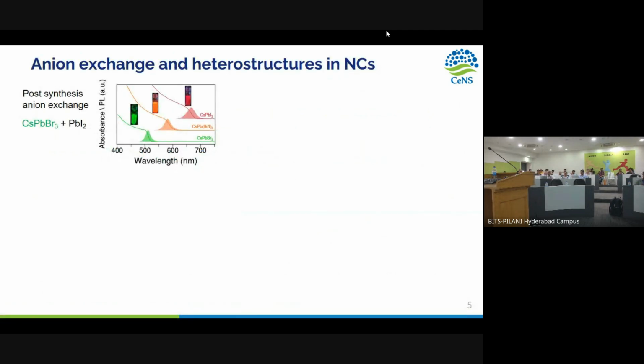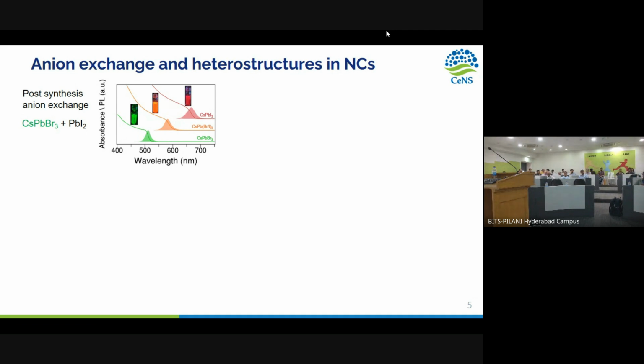Some or all of you are probably aware of this material, cesium lead bromide. We have already heard about perovskites in this conference, but those were primarily oxide perovskites. Here, instead of oxygen, we are talking about halide, and this is in the +1 and this is in the +2 oxidation state. These materials are very easy to make. They are very soft materials, and just after synthesis, if you add some extra lead iodide, the iodine can replace the bromine, and then you can change the composition.